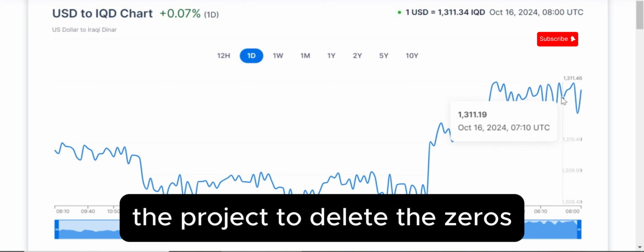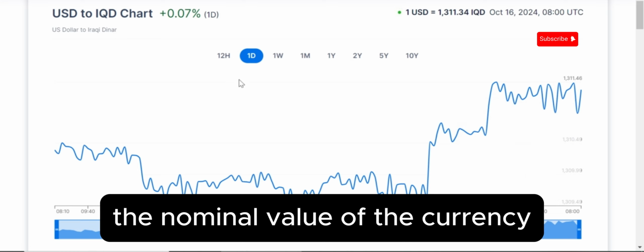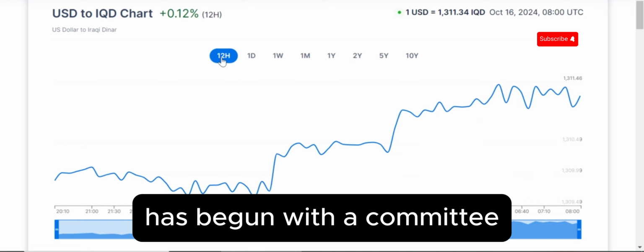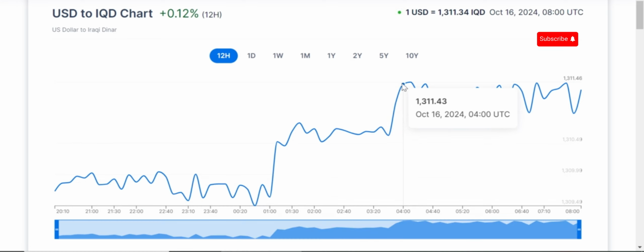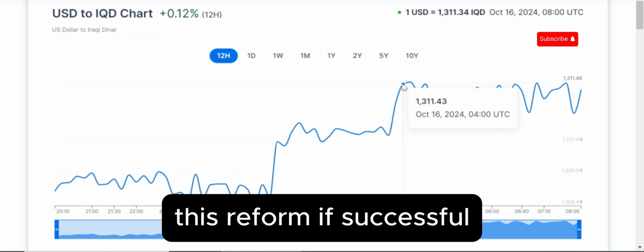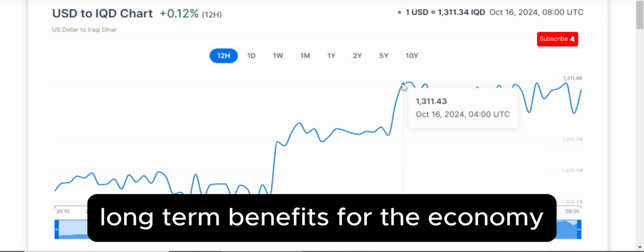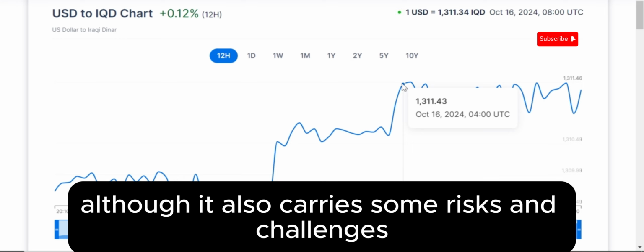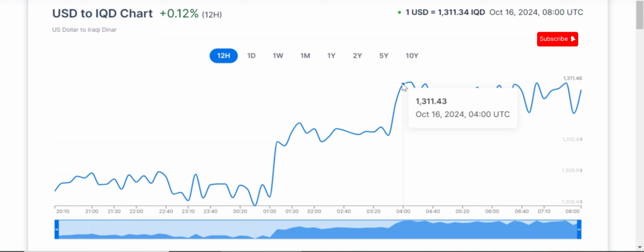The project to delete the zeros, which involves reducing the nominal value of the currency, has begun, with a committee working closely with banks to manage the transition. This reform, if successful, could have significant long-term benefits for the economy, although it also carries some risks and challenges that will need to be managed carefully.